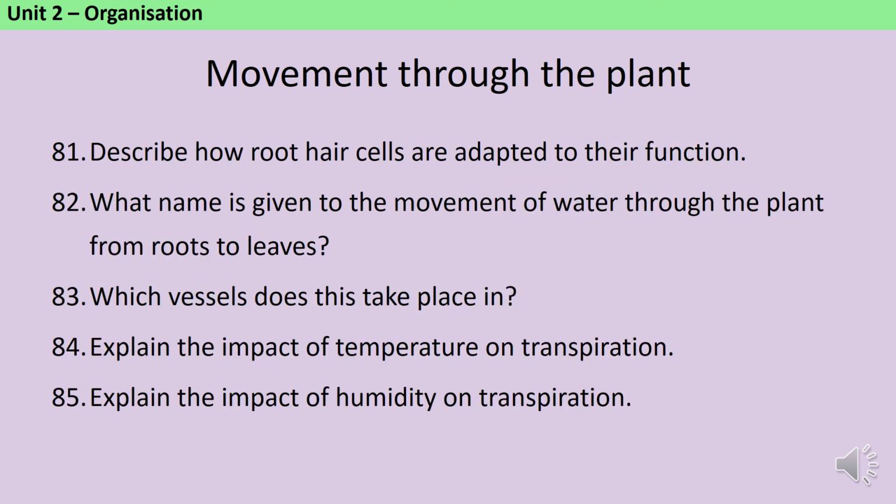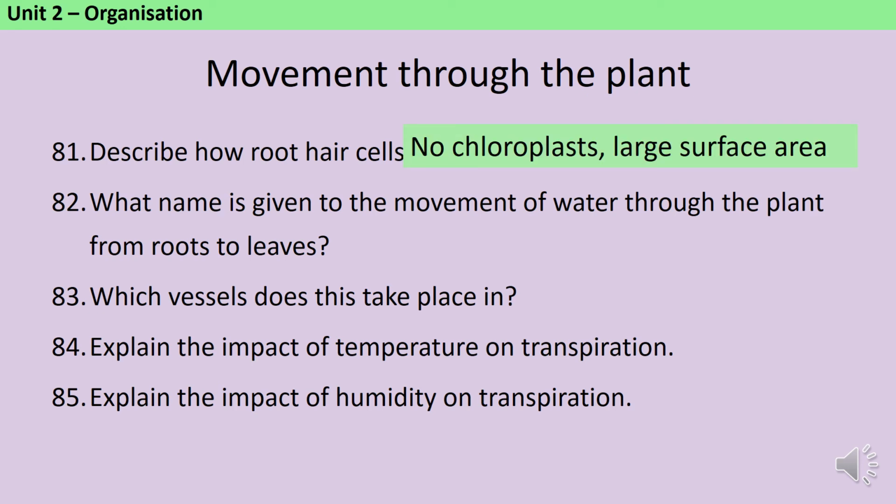The root hair cells don't contain any chloroplasts because they're underground, so they can't do any photosynthesis, and they also have a very large surface area to maximise the amount of water and also nutrients like nitrates and magnesium that they can absorb. The movement of water through the plants from the roots up to the leaves and out is called transpiration, and it takes place through the xylem.